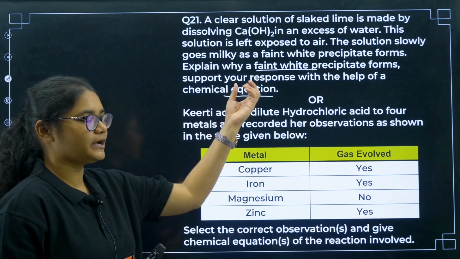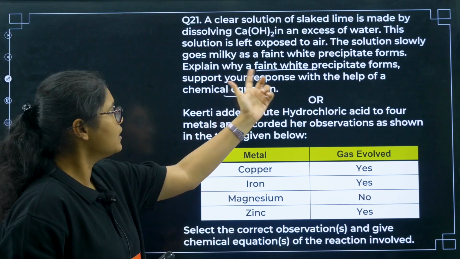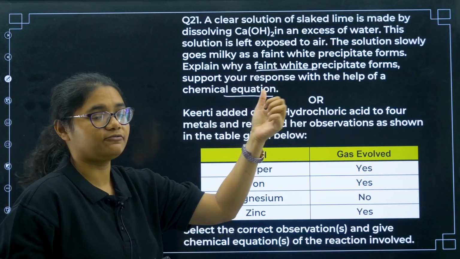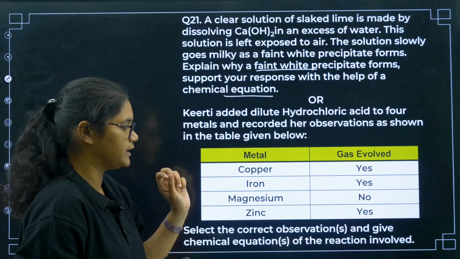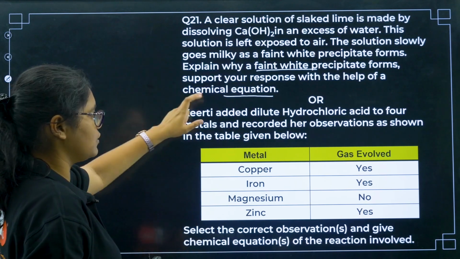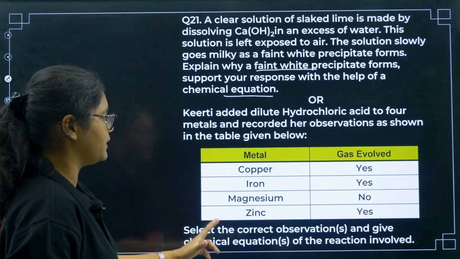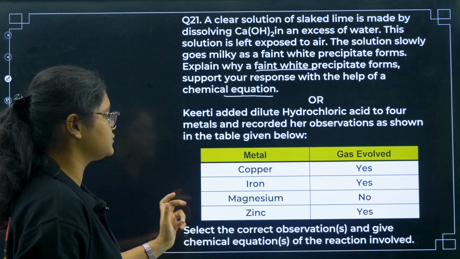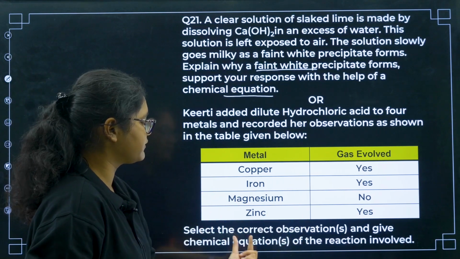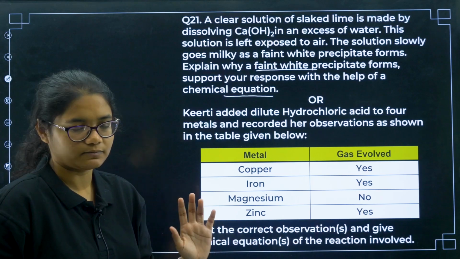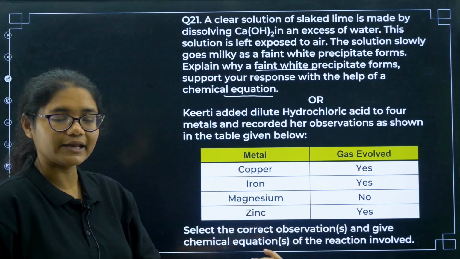So the faint white precipitate forms due to the production of calcium carbonate. Now I will show the reactions also. There is one more question, or part, here. Kirti added dilute hydrochloric acid to 4 metals and recorded her observations as shown in the given table. Select the correct observation and give the chemical equation of the reaction involved. So again you have to select which one is correct and then write the reaction involved in that.